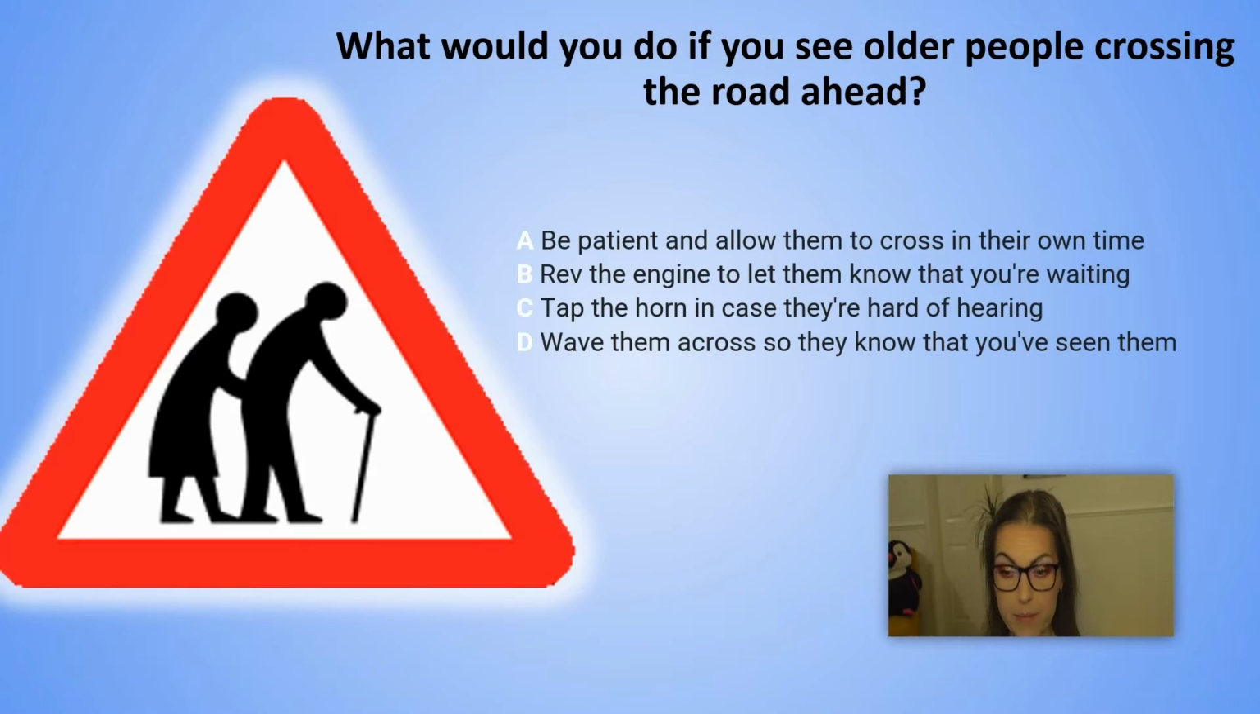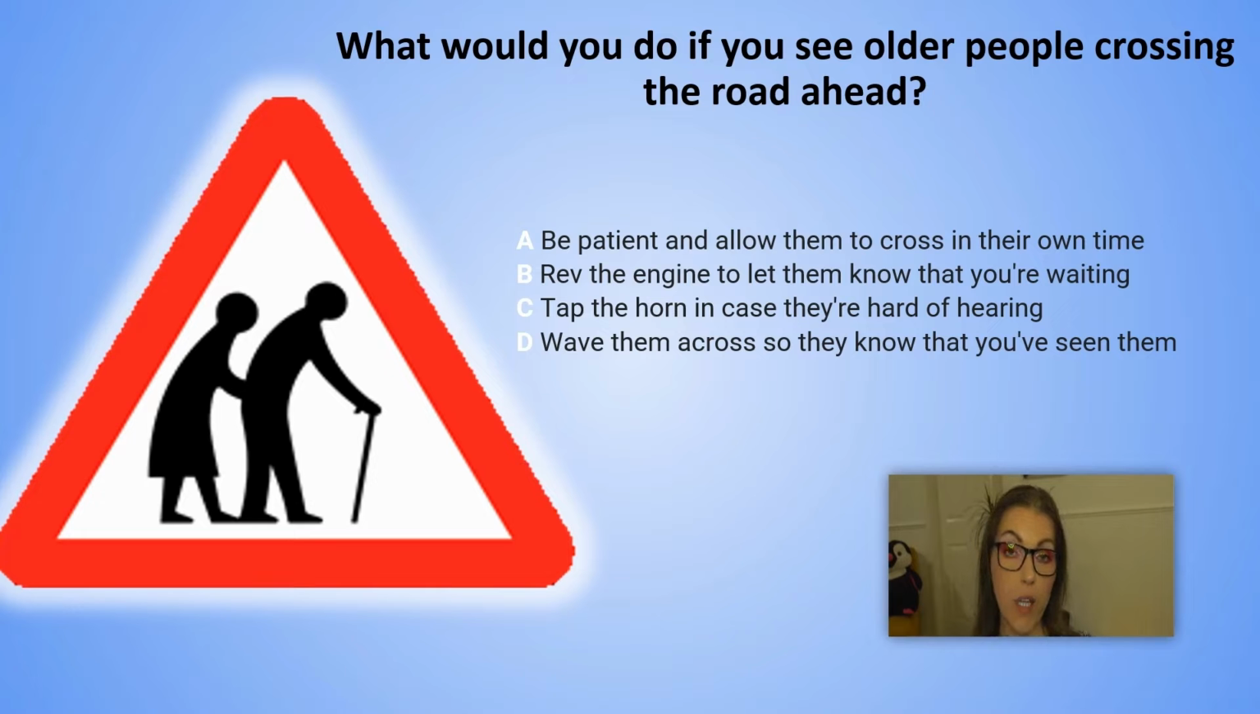Next question. What would you do if you see older people crossing the road ahead? A. Be patient and allow them to cross in their own time. B. Rev the engine to let them know that you are waiting. C. Tap the horn in case they are hard of hearing. D. Wave them across so they know that you've seen them.